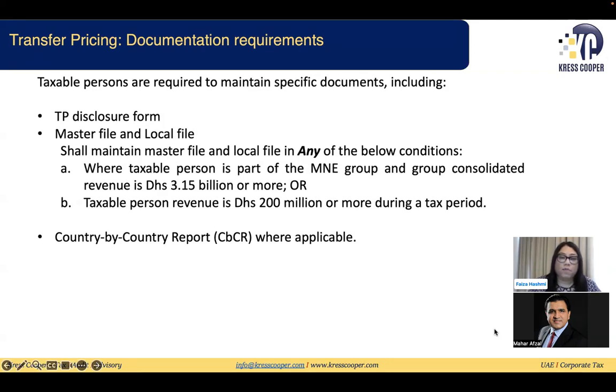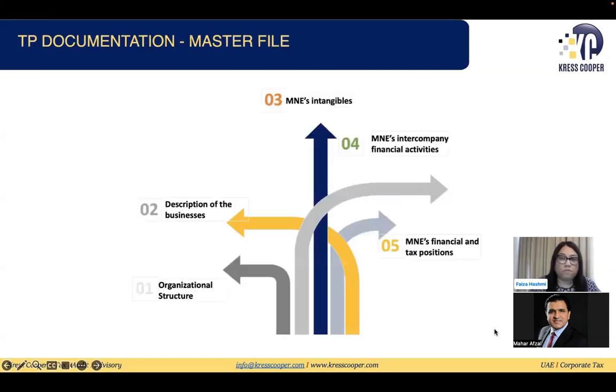And then there is the country by country report, which is also required to be maintained by a multinational company which has consolidated revenue of more than 3.15 billion. The master file is basically a high-level overview of the group. It tells you about the group's organizational structure, the description of the businesses, the list of the intangibles, the intercompany financial activities performed, and the financial and tax position of the multinational company. So it's a high-level view of the whole group and their business.